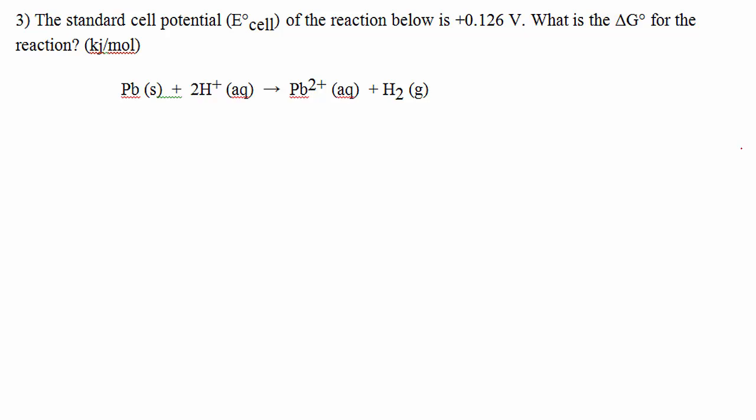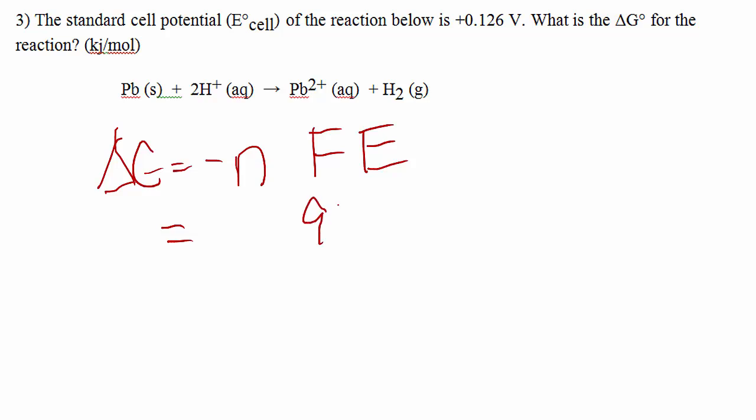Number 3. The standard cell potential for the reaction below is 0.126 volts. What is the delta G naught for the reaction in kilojoules per mole? So delta G equals negative NFE. Plug in what we know. F is 96.5 when we're doing the kilojoules, since it wants it in kilojoules per mole, so kilojoules per mole volt. The E they said was 0.126 volts.